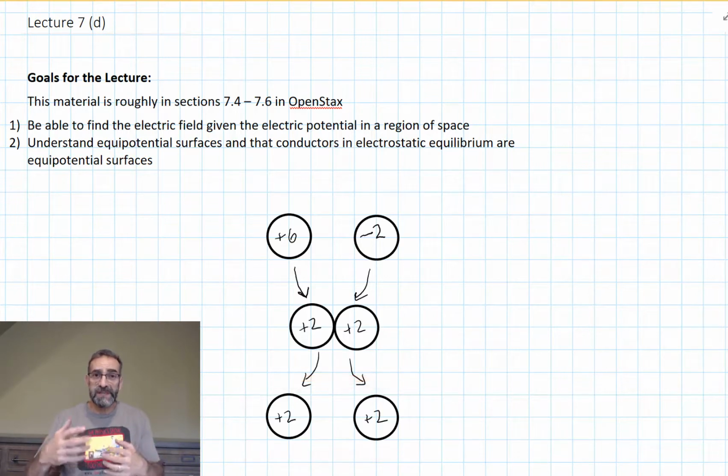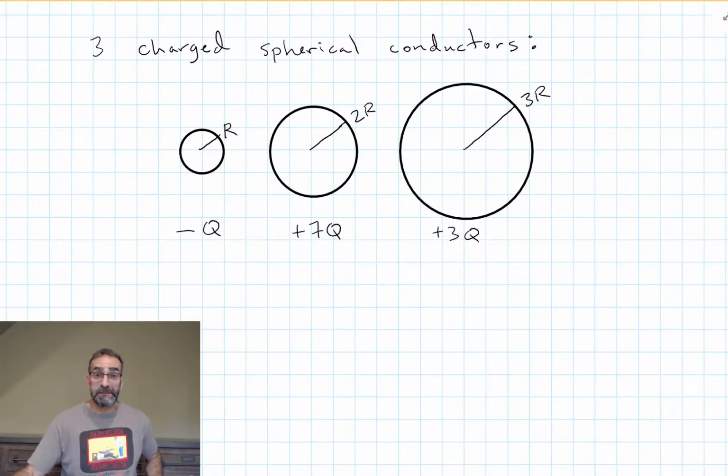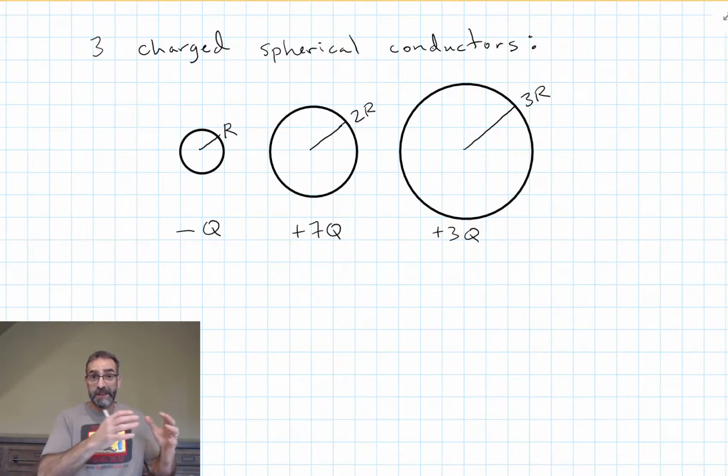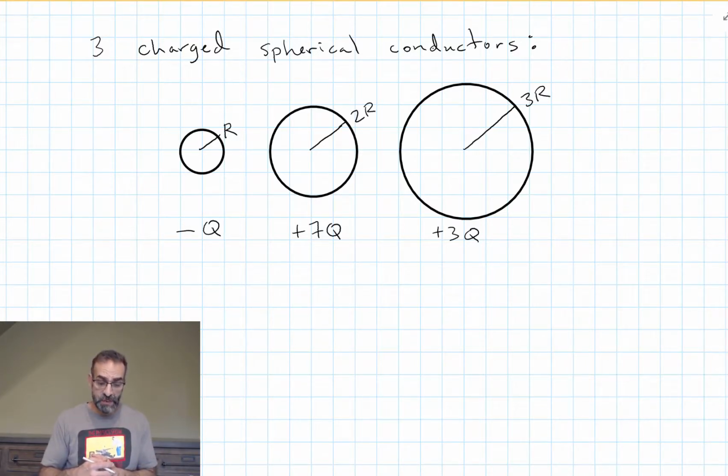But that's not true if the spheres are different size. And now that we know about electric potential, we can figure out how the charge splits between conductors that have different radii. Let's take a look at this example. I have 3 charged spherical conductors. One of them has a radius of r, the next one has a radius of 2r, and the third one has a radius of 3r. And they carry different amounts of charge. The smallest one has a total charge of -q, the medium-sized one is +7q, and the large one is +3q. If I touch these all together and then separate them, how much charge is on each conductor?